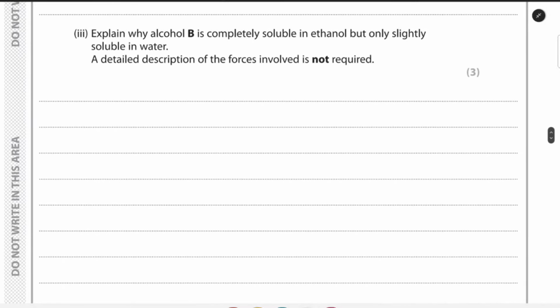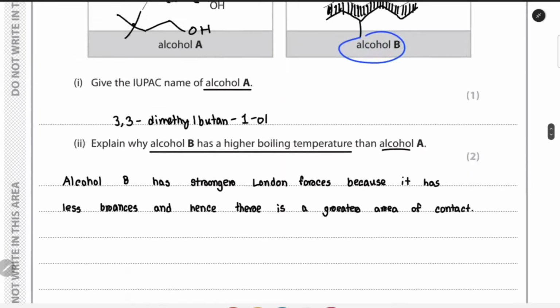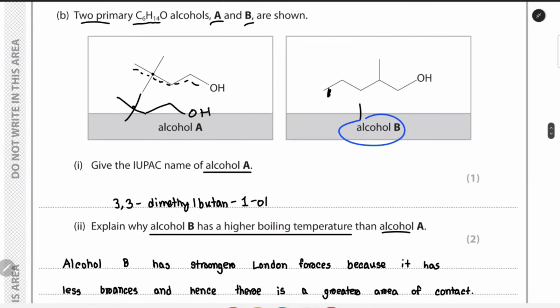Now in part C, we have to explain why alcohol B is completely soluble in ethanol but only slightly soluble in water. Alcohol B over here will dissolve in ethanol through London forces, and it will dissolve in water through hydrogen bonds.